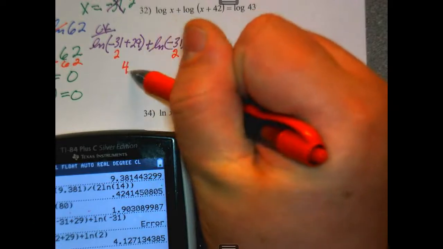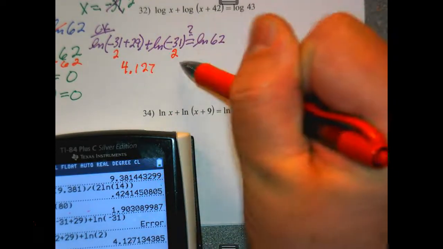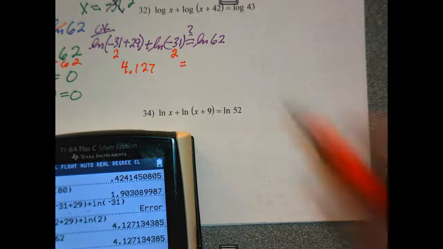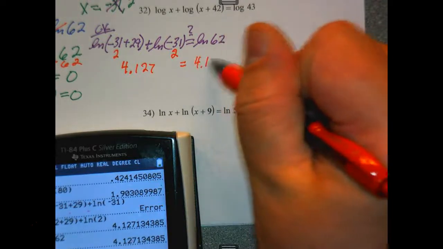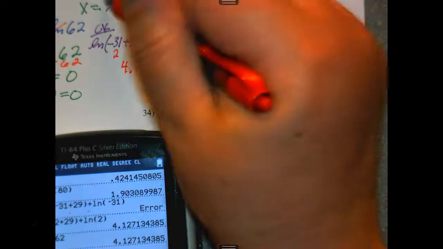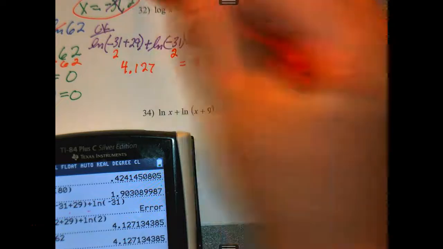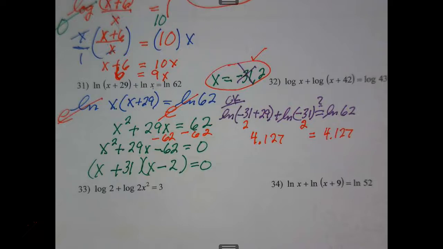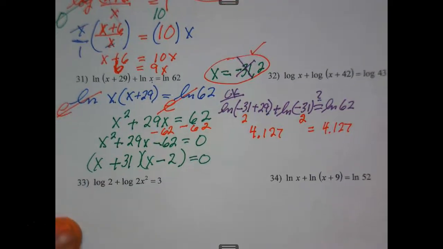I get 4.127 on the left-hand side, ln of 62, 4.127 on the right-hand side. X equals 2. One more.